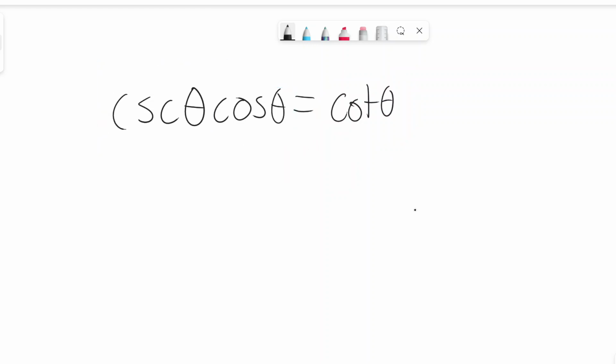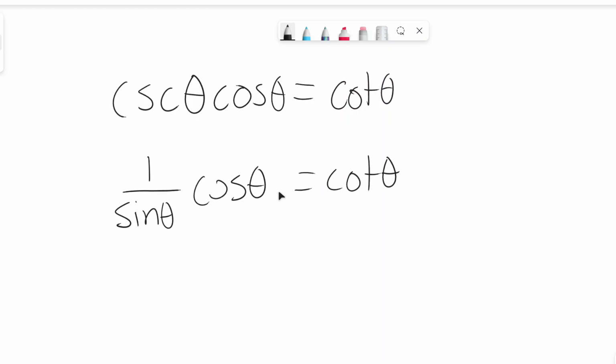With that being said, I will choose the left-hand side to rearrange and manipulate it into the right-hand side. So what I notice is that cosecant is the same thing as 1 over sine theta. So I'll rewrite it as that. 1 over sine theta times cosine theta equals cotangent theta.